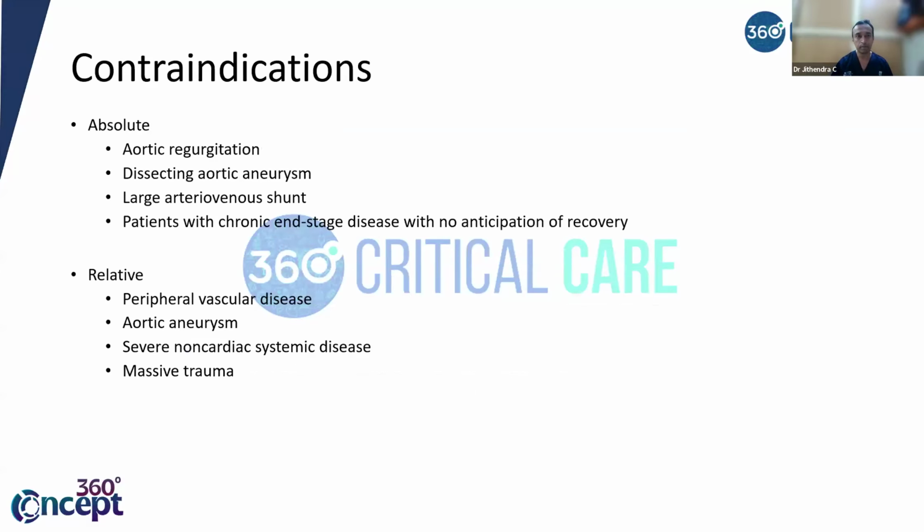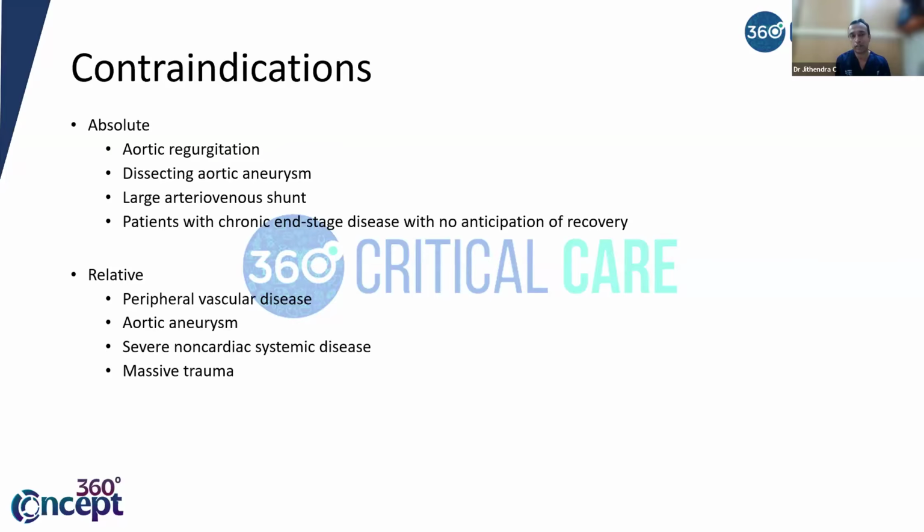Now coming to the contraindications. As I told you, for any procedure, they'll ask you about the contraindications. You should know the absolute contraindications. If they're asking you the question, these four should definitely be there because they'll get you the maximum marks. So what are the absolute contraindications? Aortic regurgitation, dissecting aortic aneurysm, large AV shunt, and patients with chronic end-stage heart disease where you are not expecting any recovery to happen. We will not be starting such a patient on IABP.